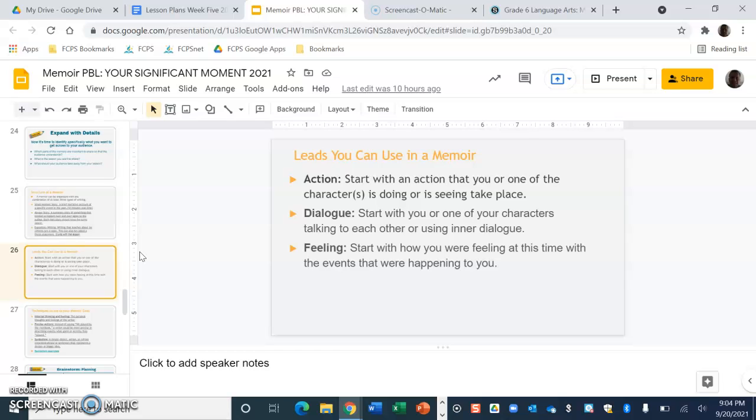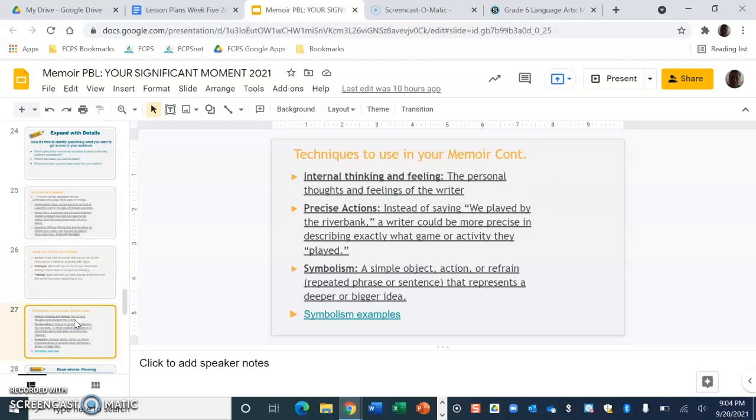You could also start off with dialogue. Dialogue can be between 2 characters saying something. It could also be inner dialogue. Inner dialogue is when a character is making a decision about whether to do something or not. Then the final lead that you could start with would be feeling. That's where you would state how you were feeling at that time, as the events were happening to you. That's where you would be describing to the reader what you were feeling like at that time, what you saw, things like that.